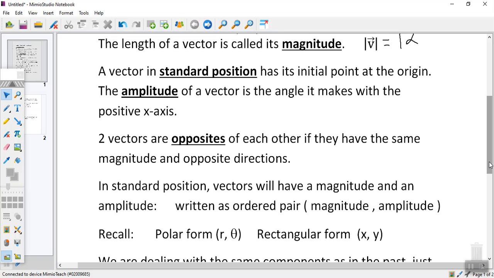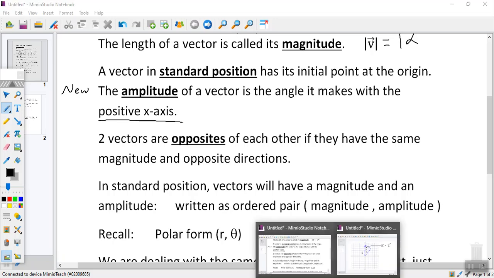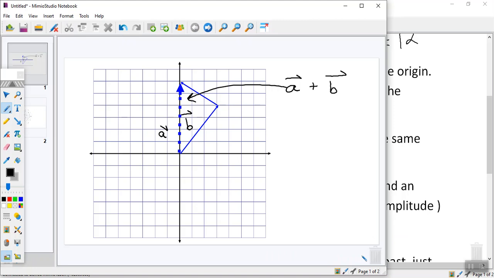Now, something that might be new for you is this. We've talked about amplitude relative to writing trig functions in the past. In terms of geometric vectors, the amplitude of a vector is going to be the angle that's made with the, and this is a biggie, positive x-axis. So if I go back to my drawing here, look at vector B right here. The angle formed with the positive x-axis, meaning going to the right on the horizontal.